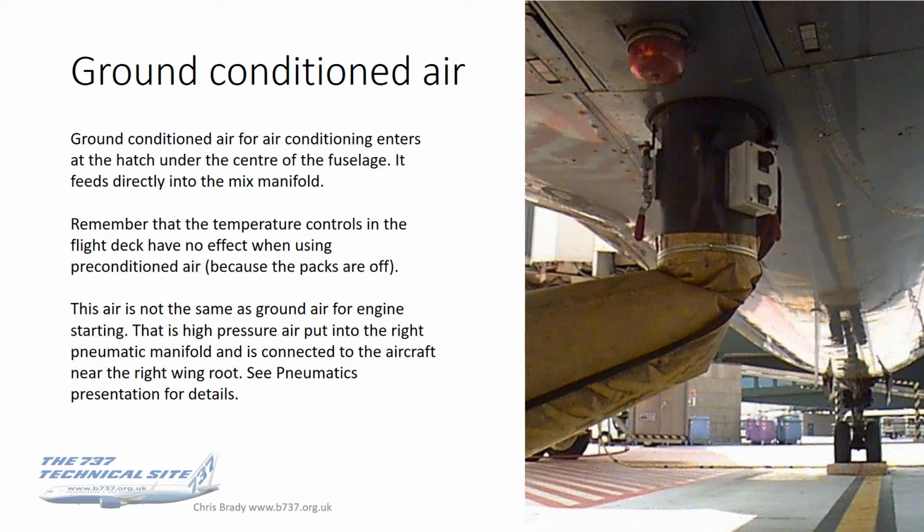Second point to say is that this air is not the same as external air for engine starting. External air for engine starting is very high pressure air that goes straight into the right pneumatic manifold, and the entrance for that is near the right wing root, and that is covered in the pneumatic section. This ground conditioned air is low pressure, warm or cool air as required to keep the cabin at a bearable temperature when you haven't got an APU.